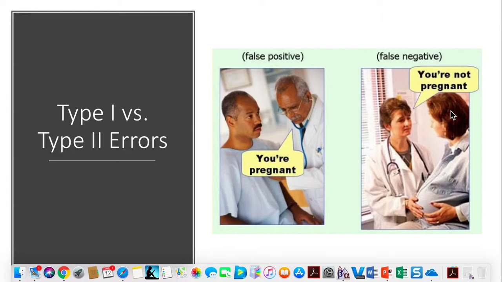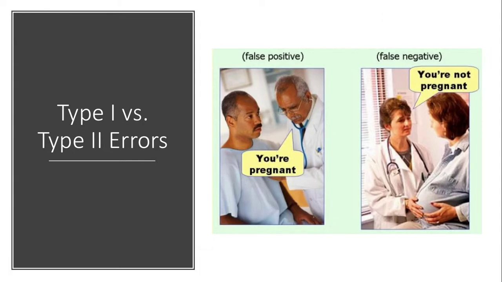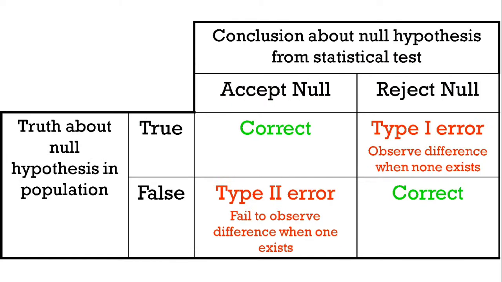say there's no difference when in fact there really is. And that typically has to do with study power. And then a type 1 error is when we find a difference, but in reality there really isn't any difference or relationship.